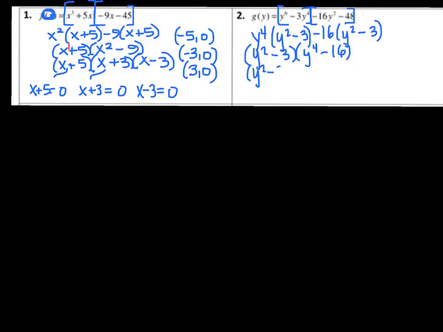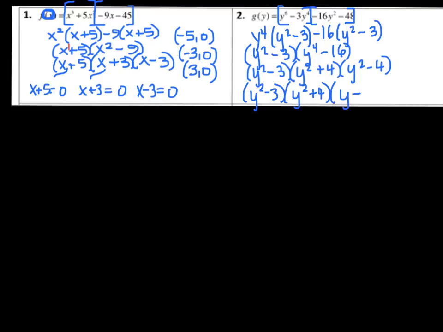So this one says y squared minus 3. This one can become y squared plus 4, y squared minus 4. And again, I have to ask myself this question. We know this can't factor. This is the sum of squares. That can't factor. But this is the difference of squares. So this can factor again. So the first one stays. The second one stays. This becomes y plus 2, y minus 2. And now we're going to solve because I believe this one also says solve.